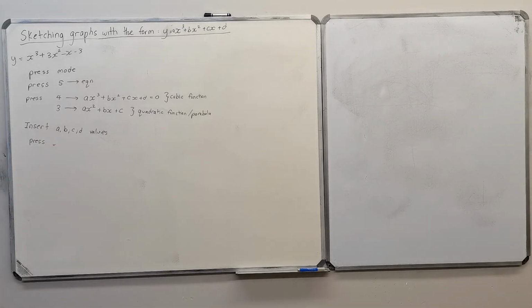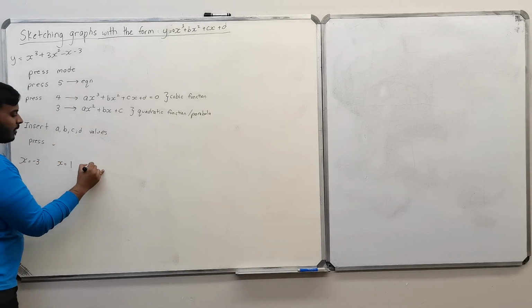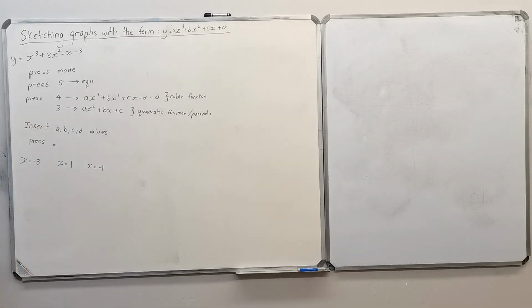After each value, when you're putting an A value, you're going to put 1. Your A value is 1. You're going to put 1, press equals. When you press equals, it'll take you to the B column. You're going to put 3, press equals. Your C value is minus 1, it's not 1. Press equals, and then you take it to your D column, minus 3. And you end up with x values of minus 3, 1, minus 1. That's your intercepts, when you equate it to 0.